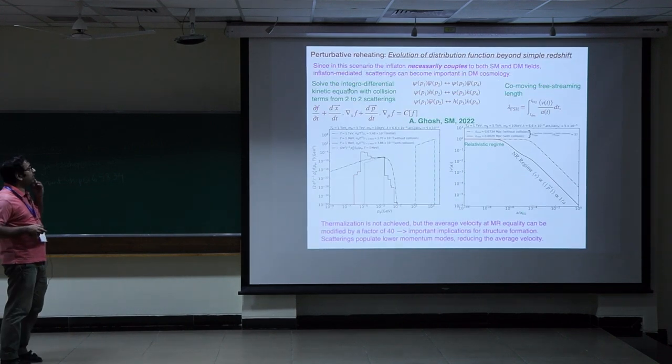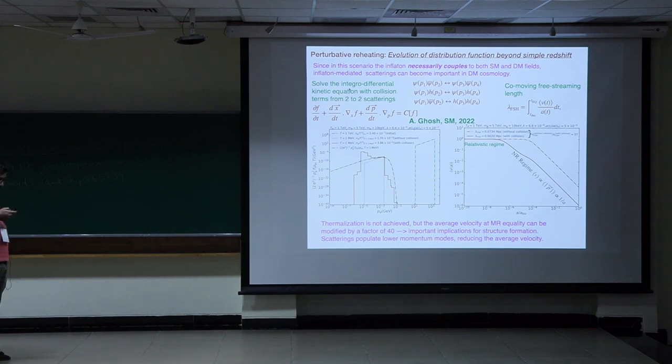The second point that I mentioned is the evolution of the distribution function. So you start with a distribution function at reheating, and the usual evolution is simply by redshifting each momentum bin. So if you want to know the distribution at a later epoch, at a lower temperature, you just redshift each momentum bin. But as I emphasized, that is not an accurate thing to do, because there will be inflaton mediated scattering processes which are necessarily present in such scenarios. And to know the momentum distribution, you need to solve this integro-differential kinetic equation with these 2-to-2 scattering processes included. Now, once you do that, you obtain this red distribution function.